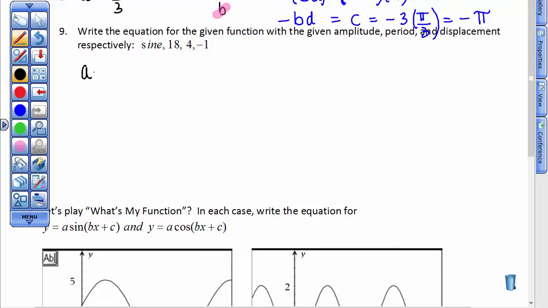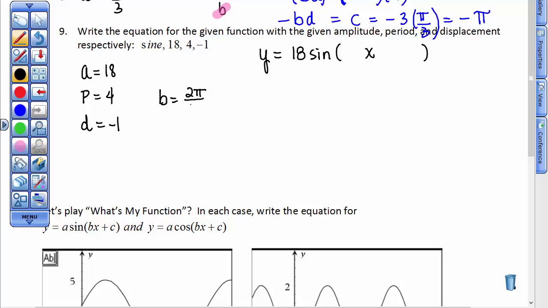Okay, respectively, the amplitude is 18, the period is 4, and the displacement is negative 1, and I want to write a sine curve. So it's going to look something like this. Y equals 18 times the sine of, and I've got to figure out what number goes in front of x, and then that constant right here. Remember, my b value is found by taking 2 pi divided by the period, which is 4, and 2 pi divided by 4 is 1/2 pi. I'm going to call that pi over 2. I'm going to put this in red. So my b value is pi over 2.